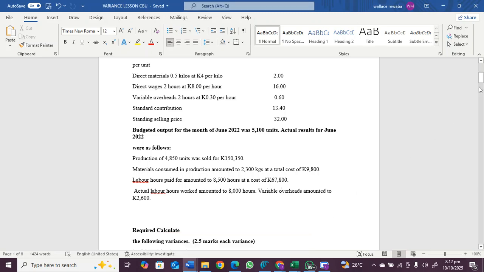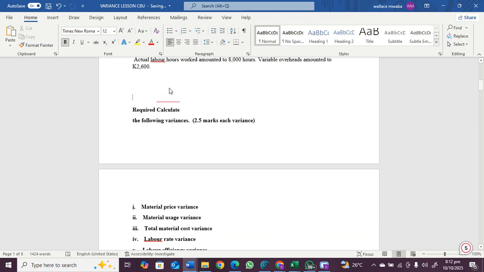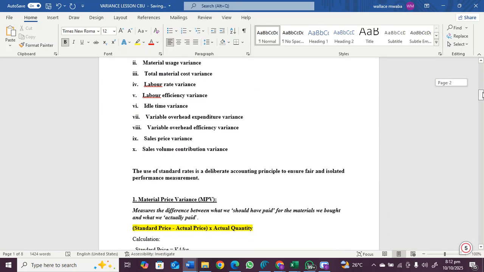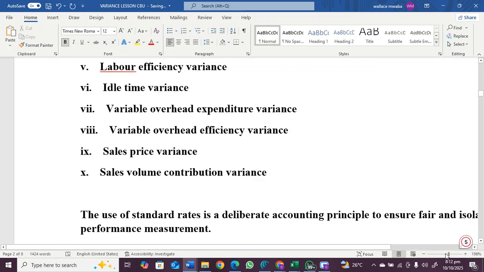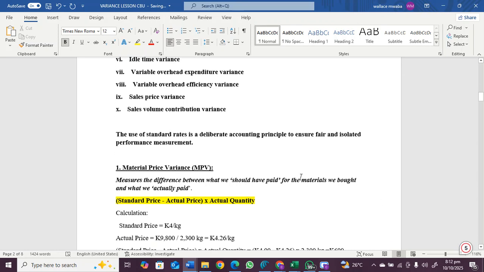So we need to calculate the following variances here. We're going to go through each variance one by one, starting with the material price variance. Basically, you're comparing what you should have paid for materials versus what you actually paid for the materials.